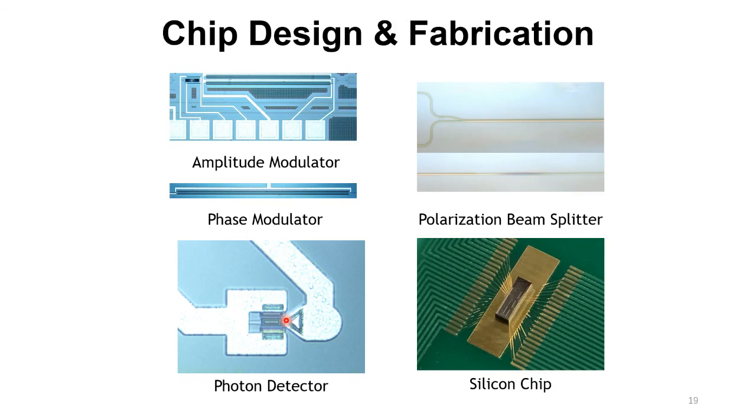This picture shows the fabricated silicon photonic components and the chip after packaging. All the components in the CV-QKD system include amplitude modulators, phase modulator, photon detector, polarization beam splitter, and homodyne detector. These components are designed and fabricated using silicon fabrication technology.